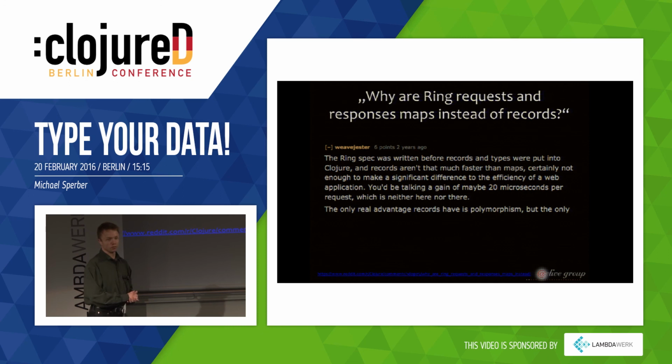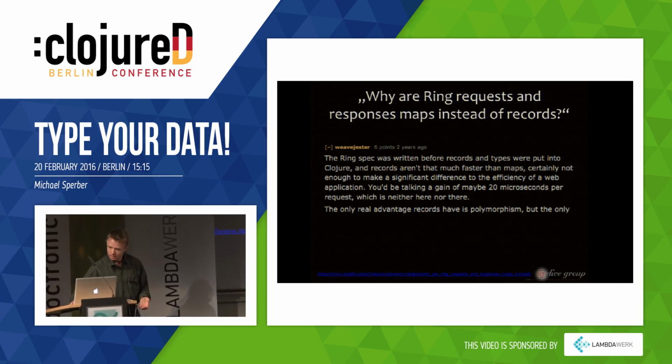There's a Stack Overflow question that says, why does Ring use maps instead of records? And Mark McGranaghan, the author of Ring, said, well, the Ring spec was written before records and types, so I can buy that. But then he says, records aren't that much faster, and the only real advantage records have is polymorphism and something else that, again, I didn't understand.